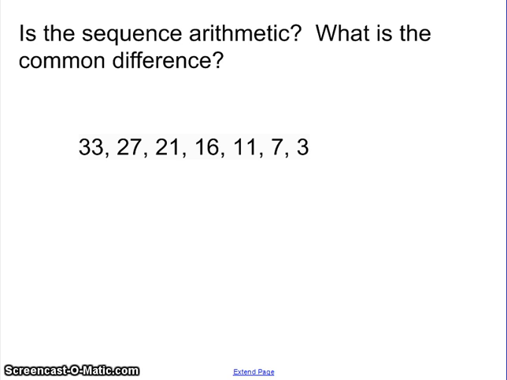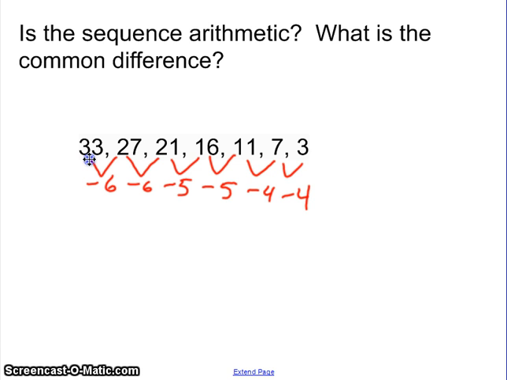If I'm going from 33 to 27, I'm now subtracting 6. 27 to 21, I'm subtracting 6. 21 to 16, I think I'm subtracting 5. 16 to 11, I'm subtracting 5. Here I'm subtracting 4. Here I'm subtracting 4. Okay, so this one's not arithmetic.